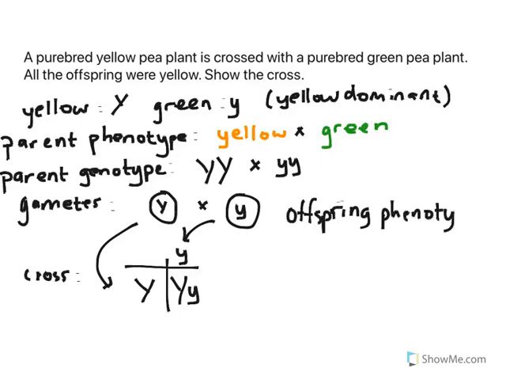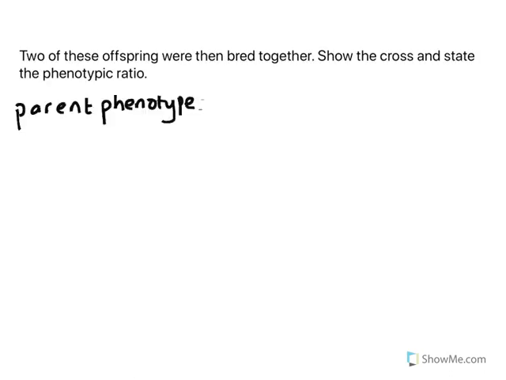In this case, the offspring phenotype is going to be yellow. Now we can tell this because the genotype of the offspring is big Y, little y, and we know from this question that yellow is dominant. So in this case, where it's heterozygous, it's going to be yellow.